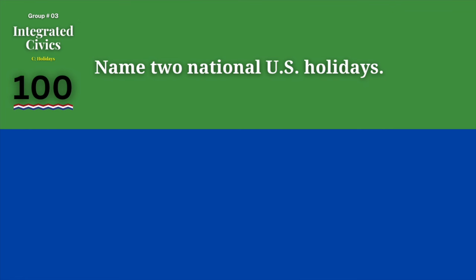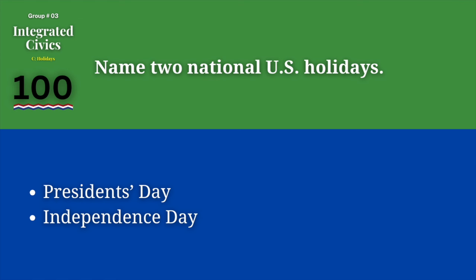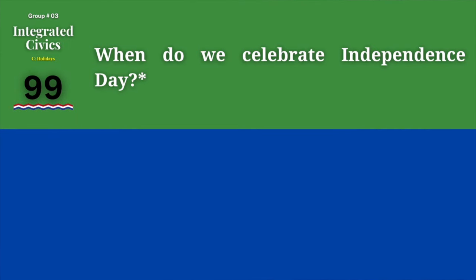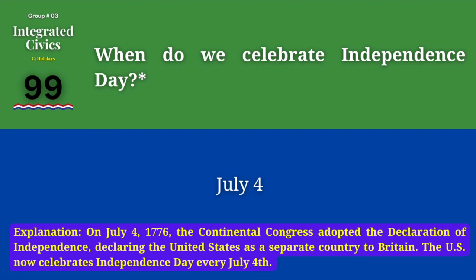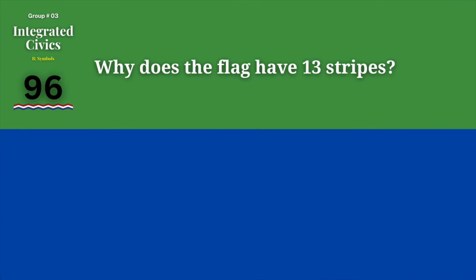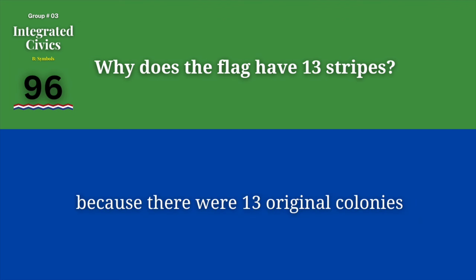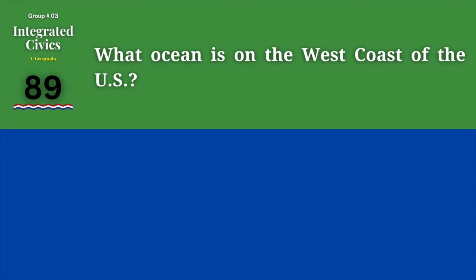Name two national U.S. holidays. President's Day, Independence Day. When do we celebrate Independence Day? July 4th. Why does the flag have 13 stripes? Because there were 13 original colonies. What ocean is on the west coast of the U.S.? Pacific Ocean.